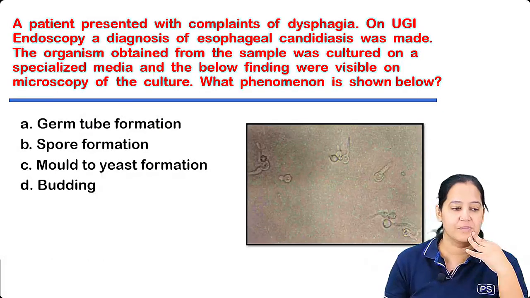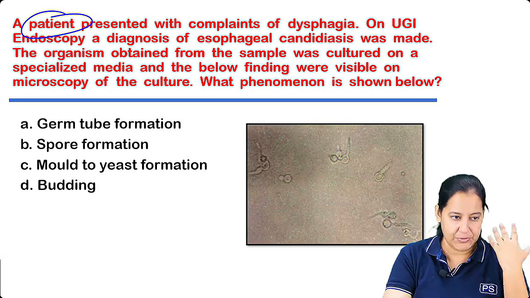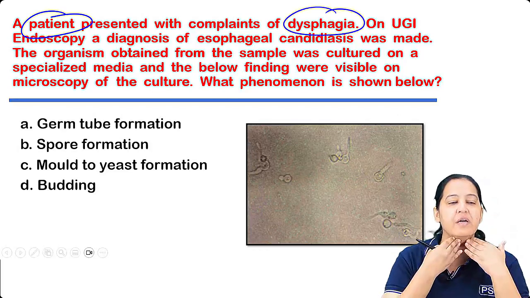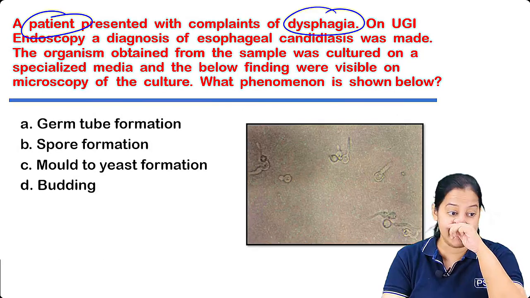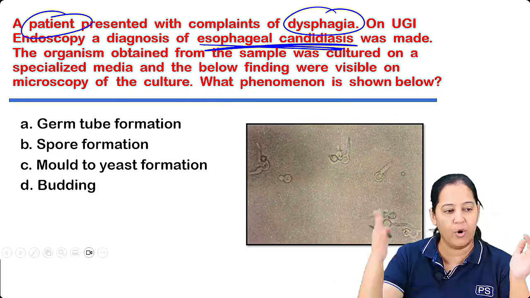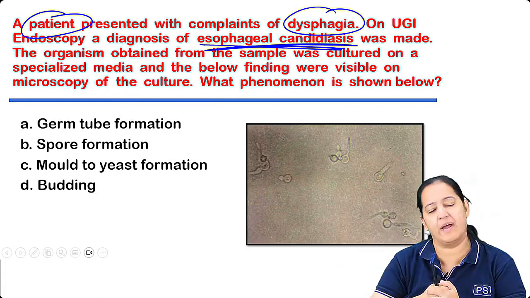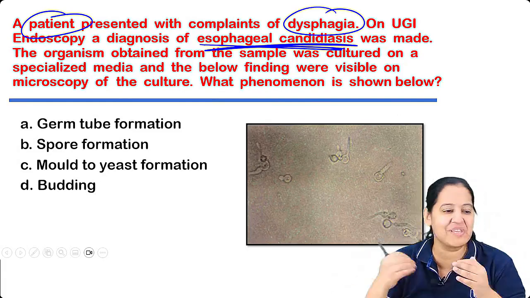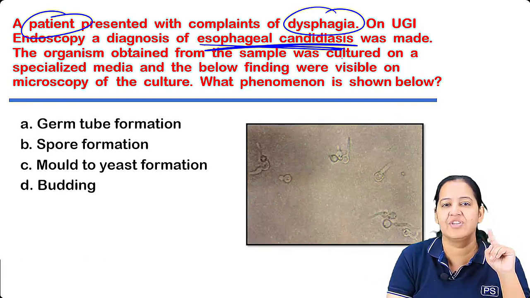Okay, quickly, tell me fast. Read the question. There is a patient. Take the clues. Age is not given, gender is not given. The patient has dysphagia, which is difficulty in swallowing, so there may be some problem in the esophagus. Endoscopy shows esophageal candidiasis. Have I taught you Candida can occur in any organ from head to toe? It is in the esophagus, an invasive candidiasis. You don't have to make the diagnosis, the diagnosis is given to you. It's Candida. The organism was sampled and cultured on a special media.